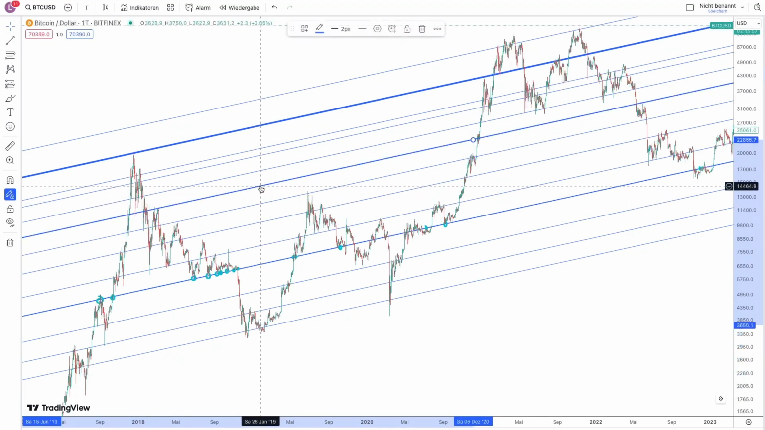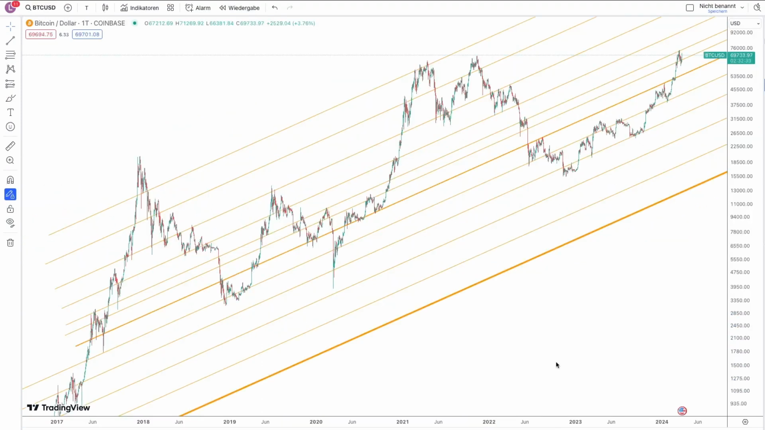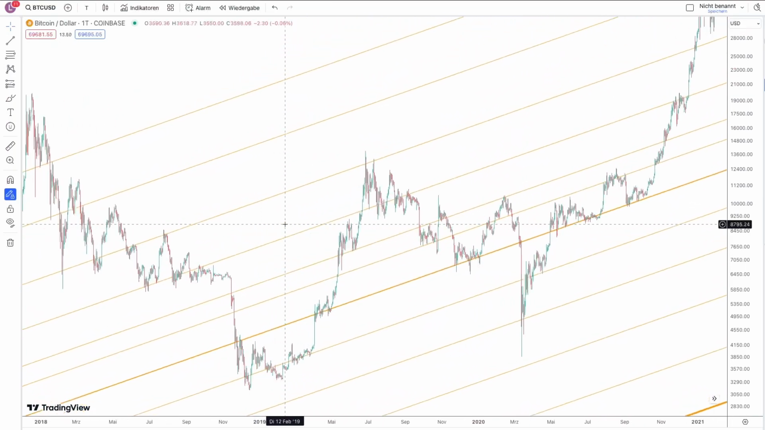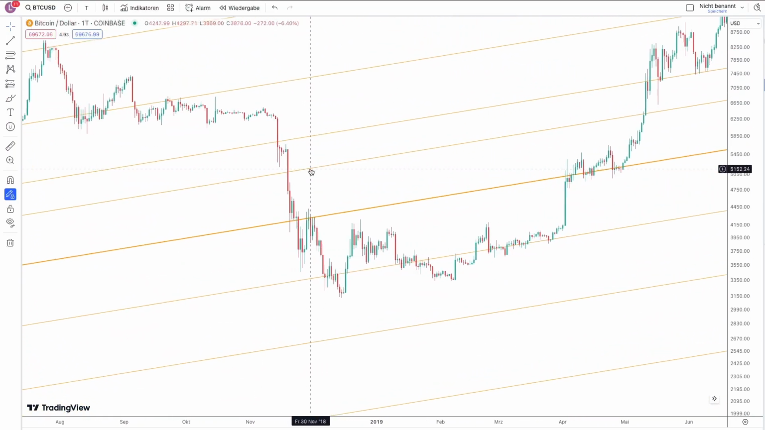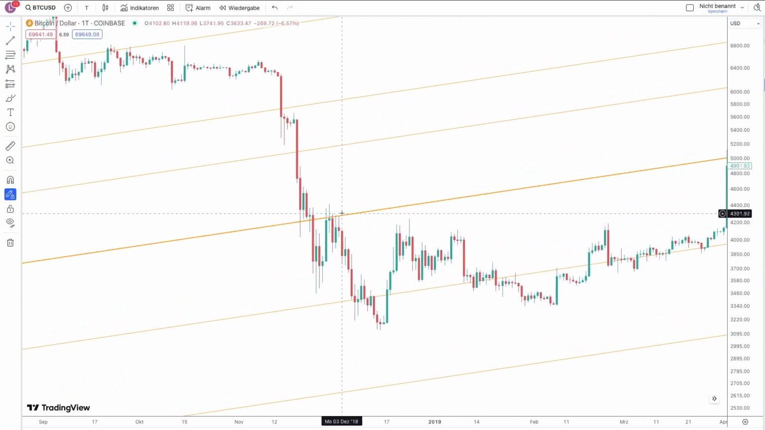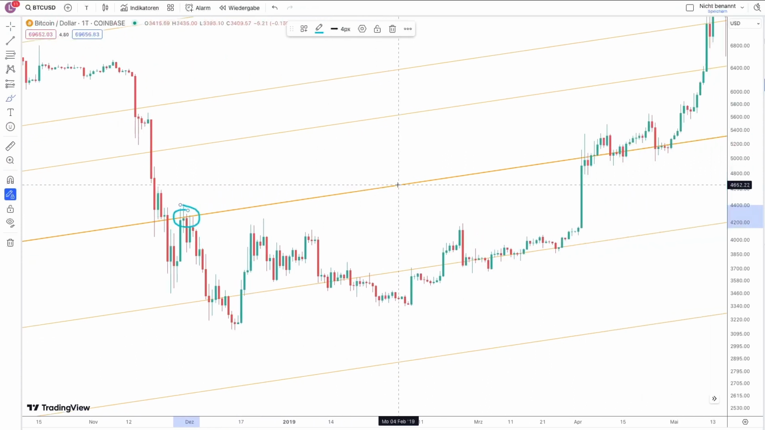Our next channel is the yellow or orange perspective. I will zoom in again so you can see the touch points of the ground line. We will start here in November of 2018. Make sure that you pay attention to the body closes. By the way, this is a daily chart. Now, here you see the first touch point, the resistance.